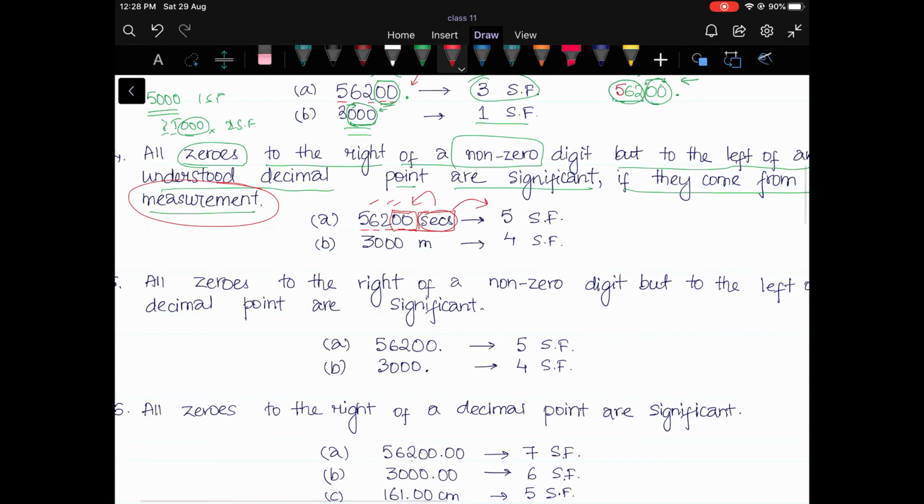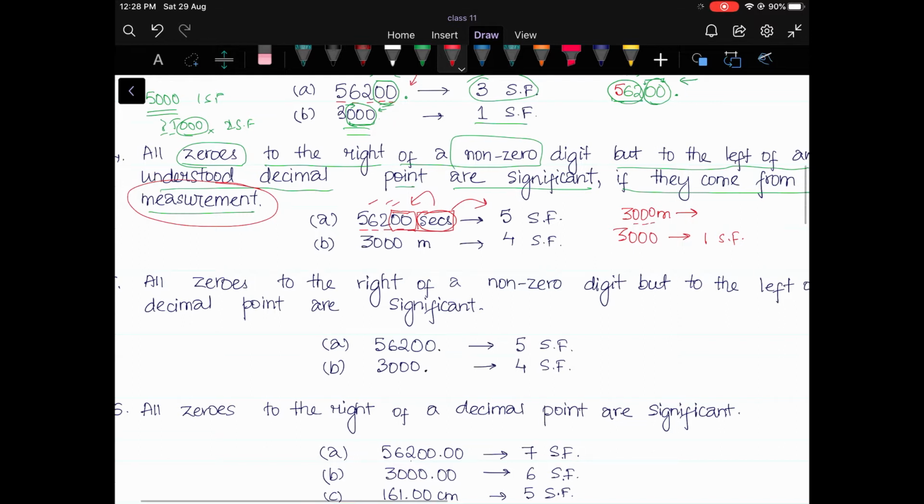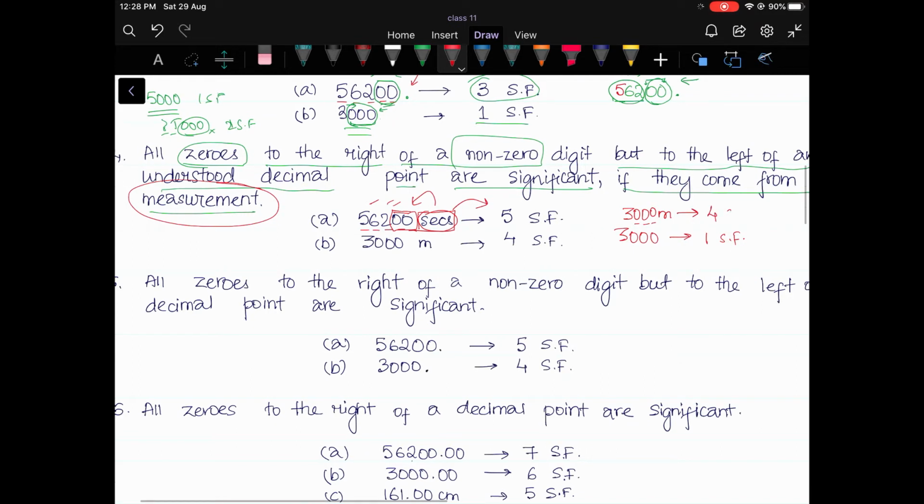Similarly, if I just write 3000, we know only 1 significant number is present here. But if I write 3000 meters, I can tell you it's a measurement. So now these 3 zeros that we did not count earlier have to be counted, and now we have 4 significant figures. So whenever we write a measurement, always make sure to count these zeros which are to the right of non-zero digits and to the left of understood decimal points.